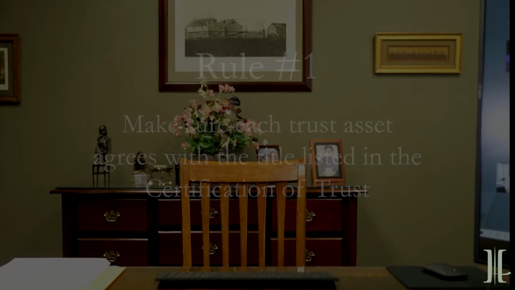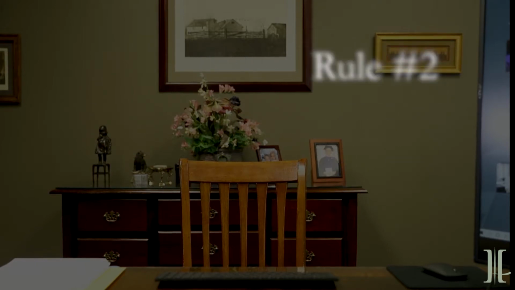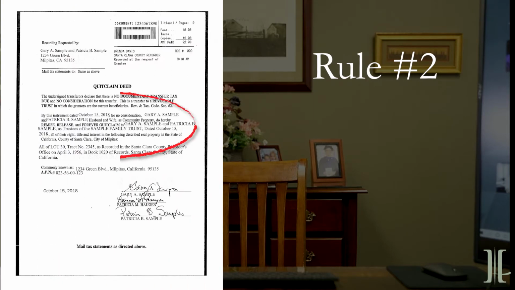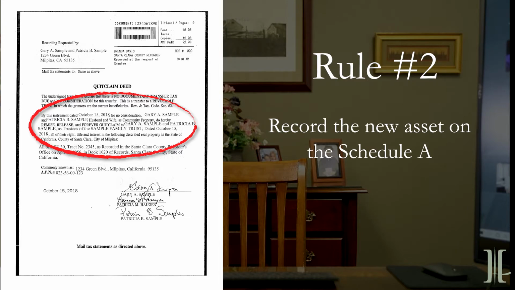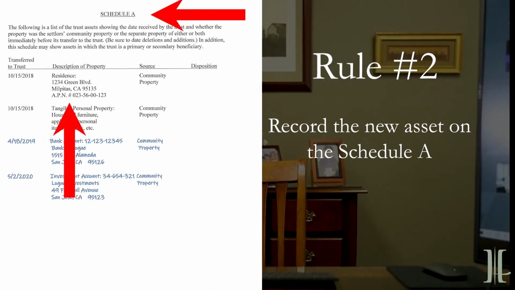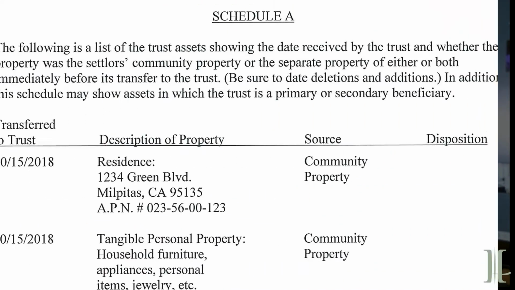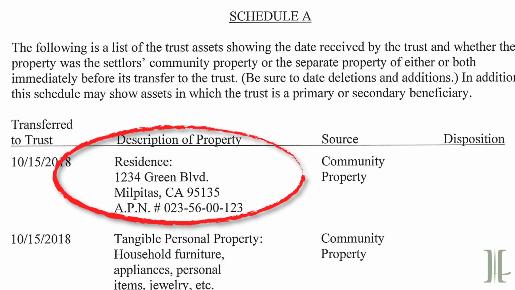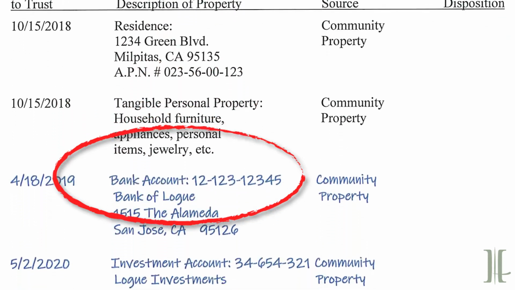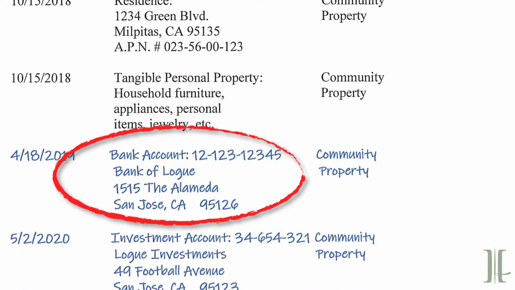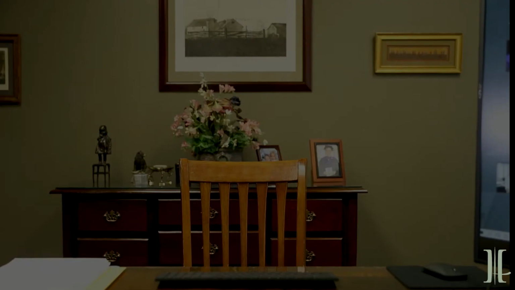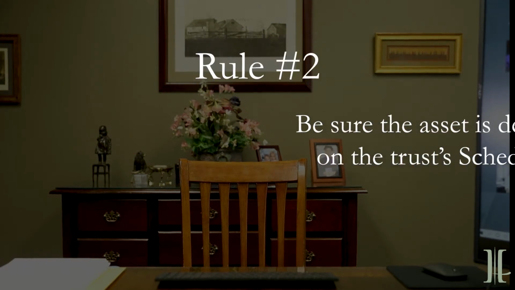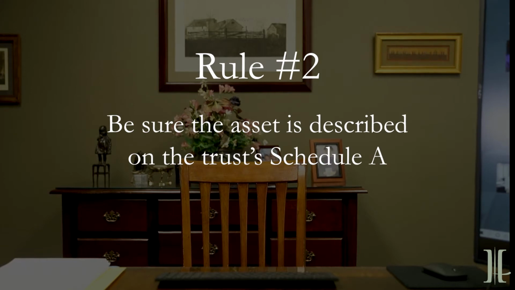trust. Rule 2. Now that an asset is correctly titled in the name of the trust, Rule 2 is to make sure you record that asset on the Schedule A of the trust. If we're talking about a house, you must write a brief description of that house as a trust asset on the Trust Schedule A. If it's a bank account, you've got to list that account on the Schedule A. If an asset has been properly titled in the name of the trust, Rule 2 is to be sure the asset is described on the Trust Schedule A.